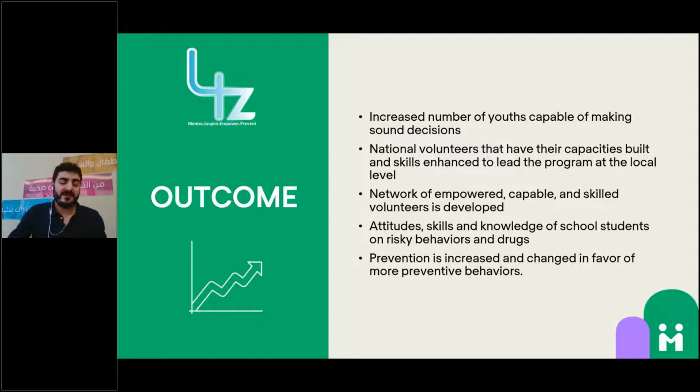The outcome of this program, based on the result that we had, is an increased number of youth capable of making sound decisions; national volunteers that have their capacities built and skills enhanced to lead the program at the local level; a network of empowered, capable, and skilled volunteers is developed; attitudes, skills, and knowledge of school students on risky behavior and drugs was enhanced; prevention is increased and change in favor of more preventive behaviors.